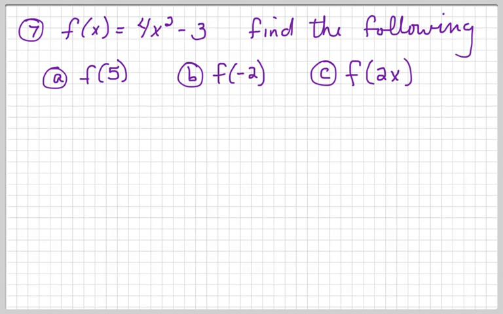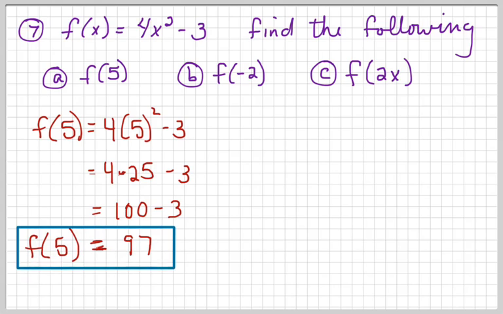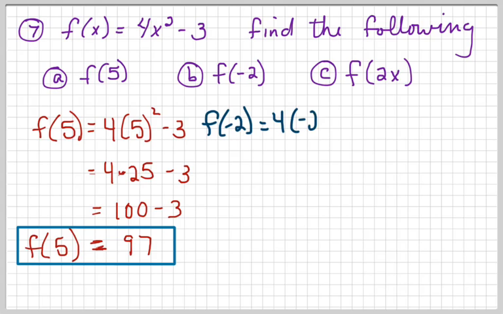Problem 7, some function evaluation stuff. We are given f of x, they want the f of 5. So we write f of 5 is, and we write down f of x, but the x is now replaced with a 5. And then we evaluate that. That's 4 times 25. Remember, squaring goes first, order of operations. 100 minus 3. So f of 5 is 97. You can write it just the way I have it, or at the very end you can put f of 5 equals 97. Next problem, f of negative 2. We do the same thing, except now we're plugging in negative 2 for x.